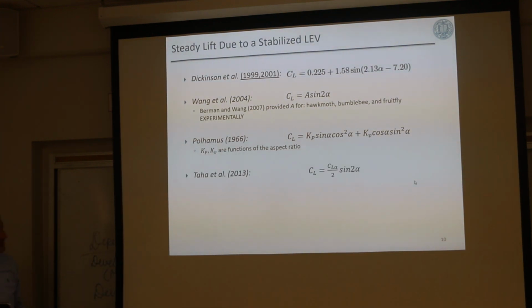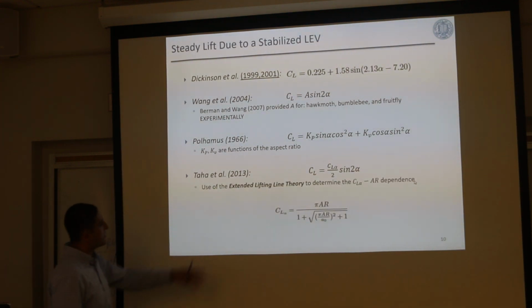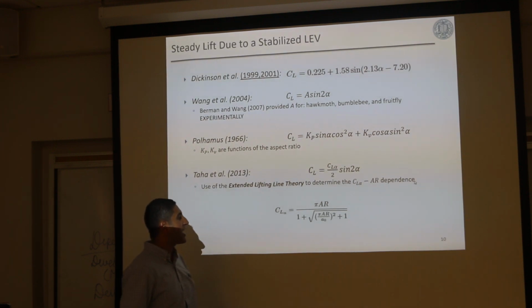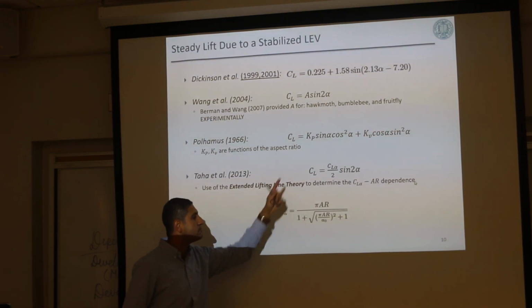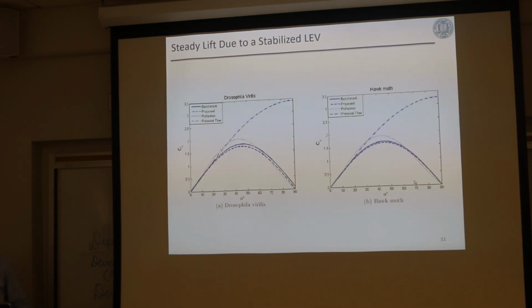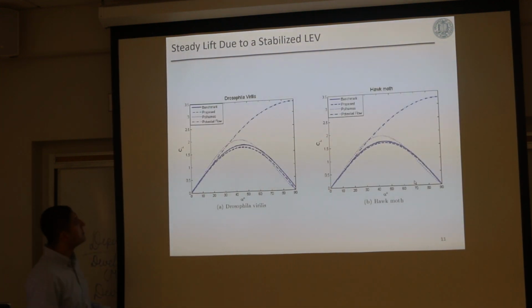So this is what we did, this little contribution that we did. We said, okay, this is actually half the lift curve slope. So we can use, from the linear theory, whatever correction you like, maybe the most accurate one that I like, the extended lifting line theory, to correct for your CL alpha. And if you do that and compare, we get excellent results.